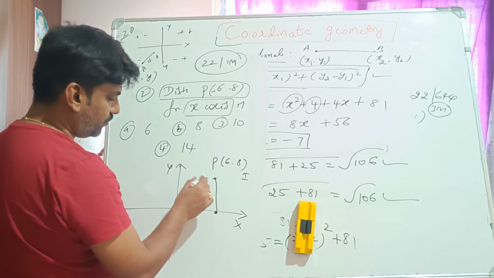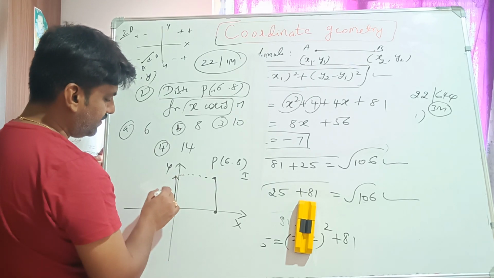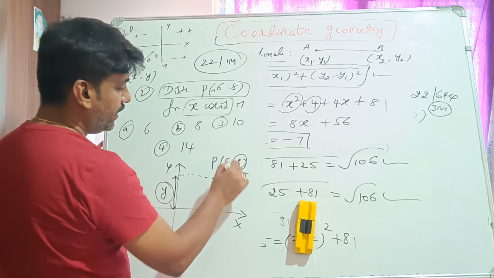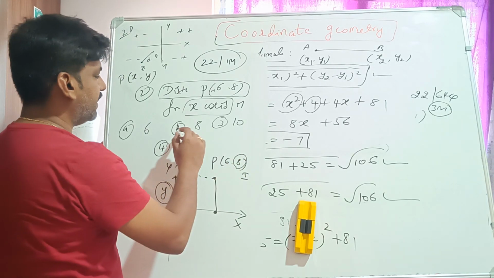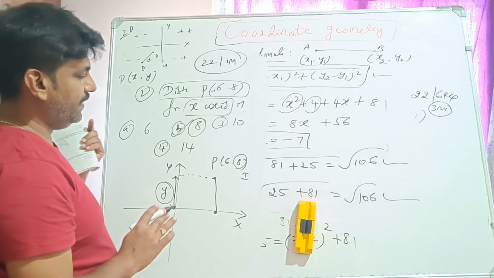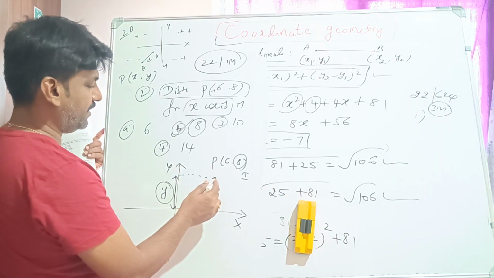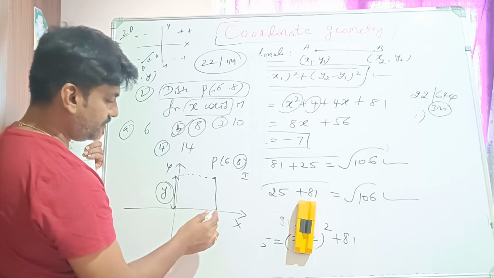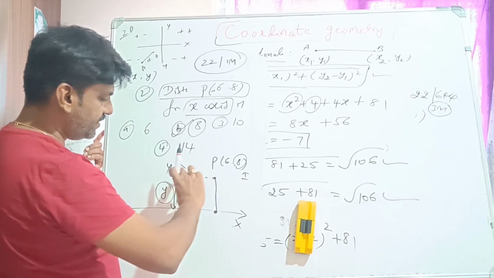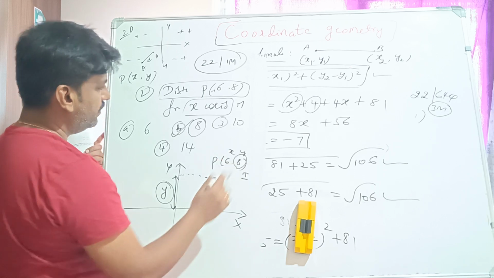So here to here corresponds to which coordinate? Absolute value of y. What is the value of y? Value of y is 8. Hence the correct answer is 8. Right? This is the very tricky one. They are asking from x-axis. From x-axis means this distance, this value you should measure. What is this value? Y. What is the value of y here? It is 8.